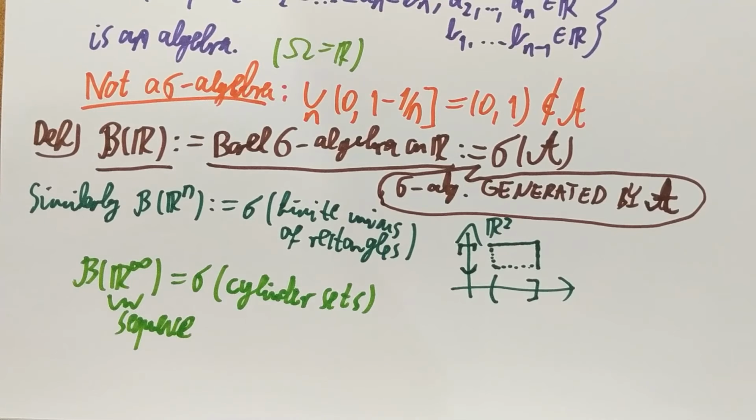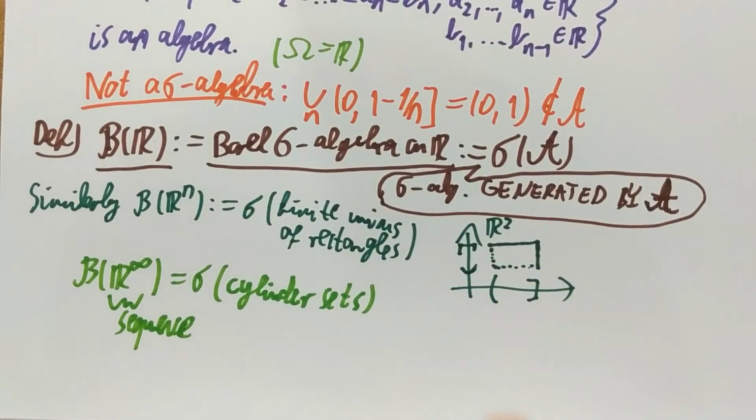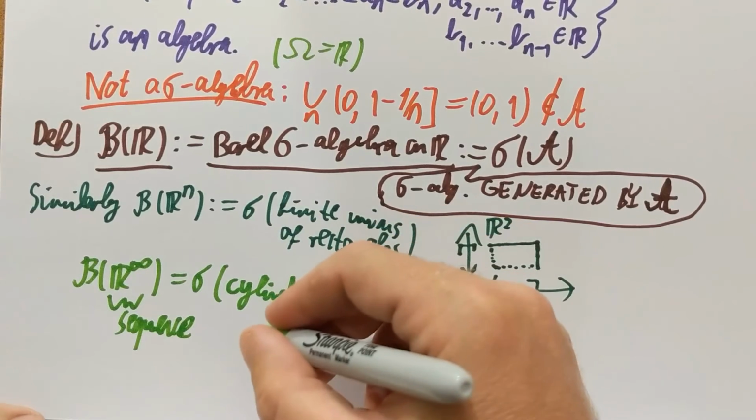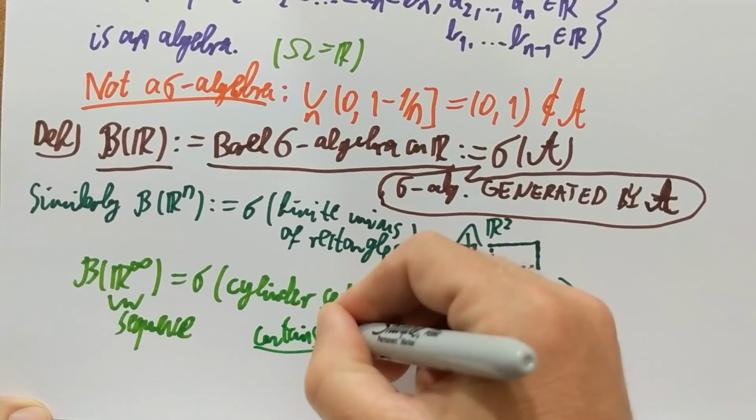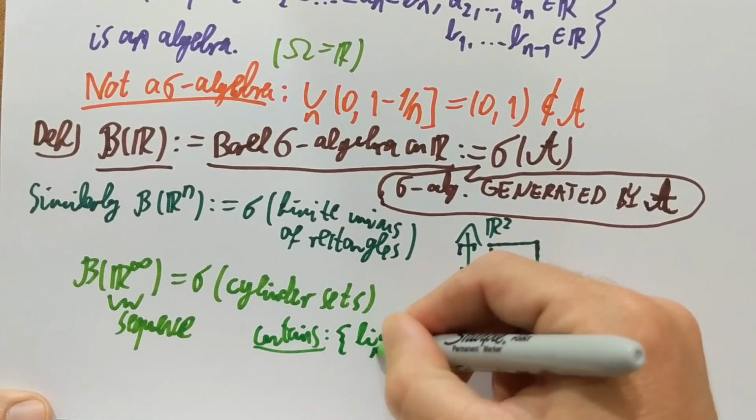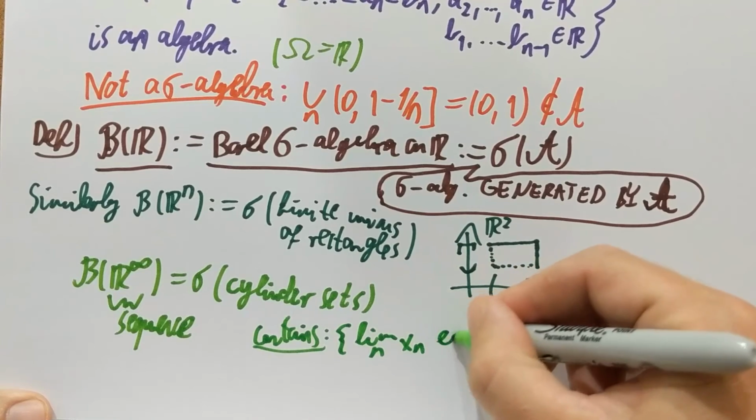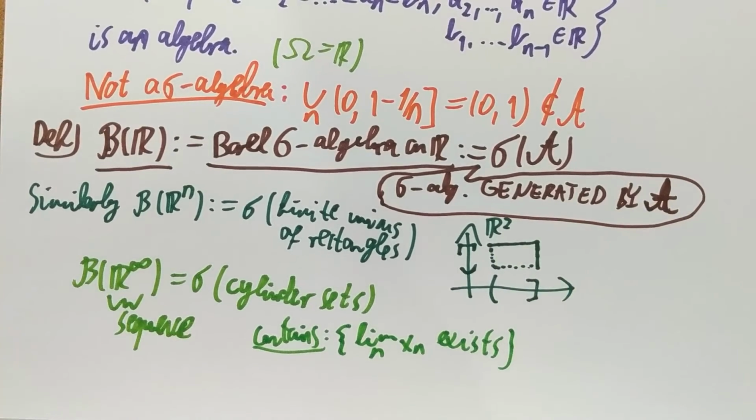Again, almost anything you can come up with is going to be in that Borel sigma algebra. Okay, so this contains all interesting sets. For example, all the sequences which have a limit. That's a subset of the set of sequences. It is going to be Borel measurable.